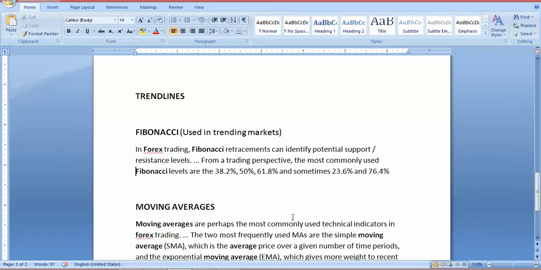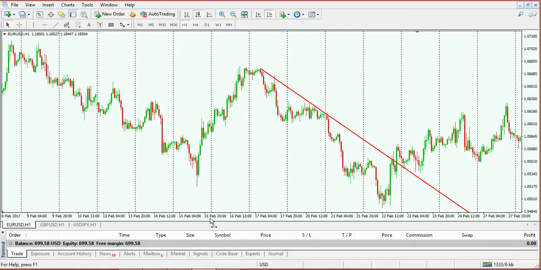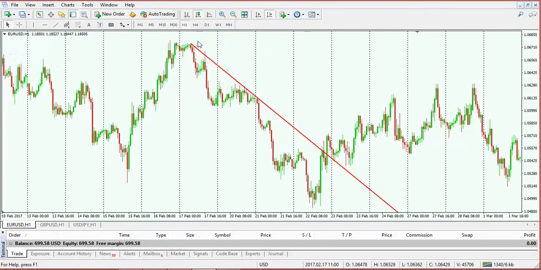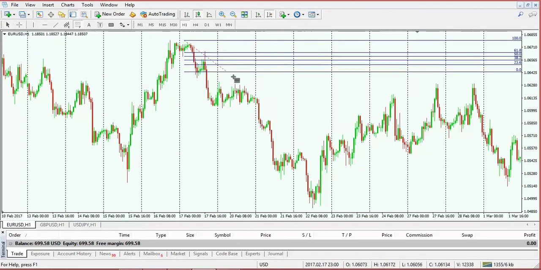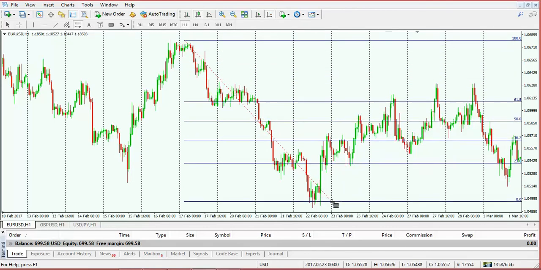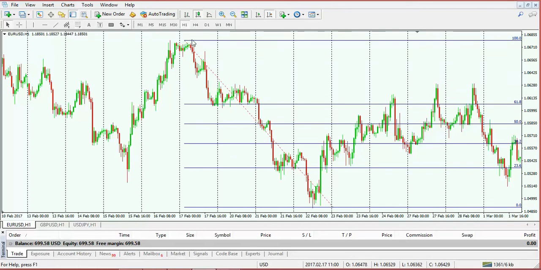It helps us to identify potential support and resistance levels. So let's just say we're drawing Fibonacci for our chart here. Let me remove this trend line. We're in this downtrend, so if the market is coming down, we draw it from the top to the bottom like this. So that's the Fibonacci retracement, and you can see that the prices will bounce around these areas.